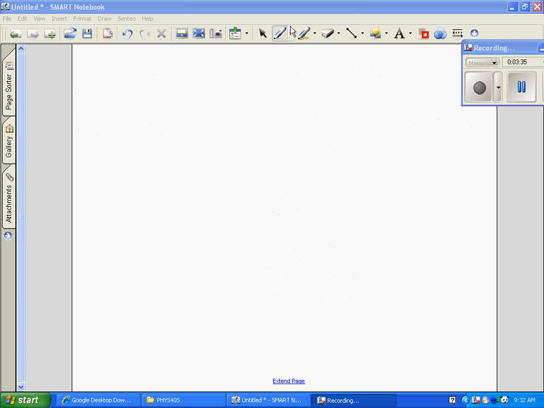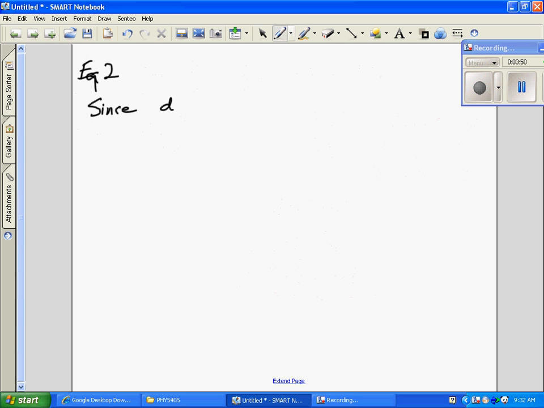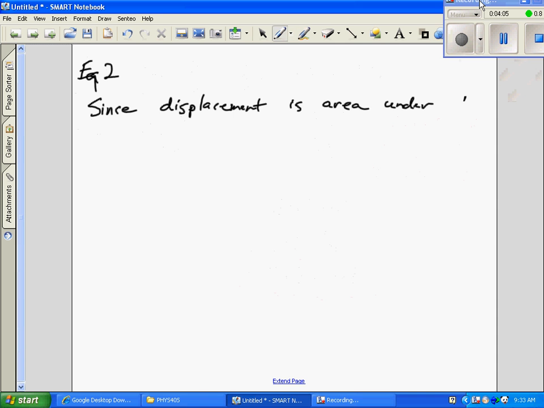Okay, let's go to equation 2. And be warned, equation 2 and equation 3 are more challenging than equation 1. Okay, so equation 2, and I'm going to write, since the displacement is the area under the VT graph.